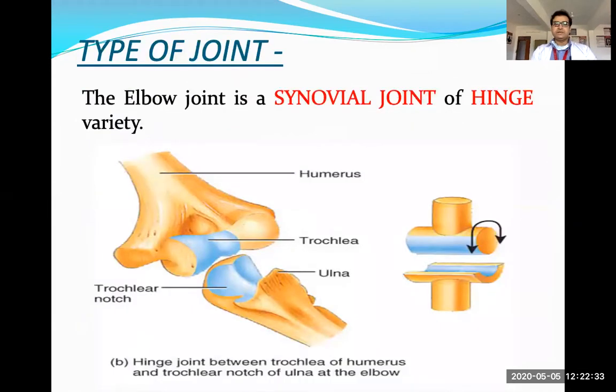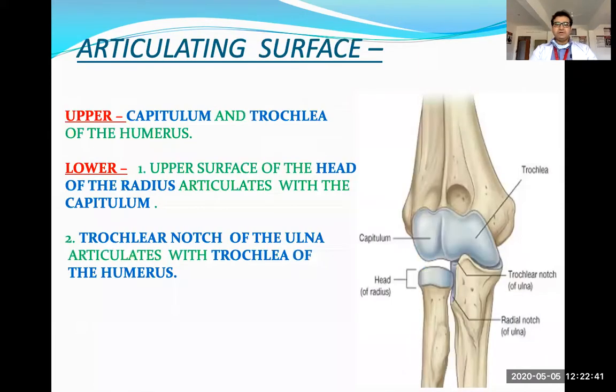So first, type of joint. So elbow joint is a synovial joint of hinge variety. Articulating surfaces, दो articular surface है, एक upper side होगा, एक lower side होगा. Upper में capitulum and trochlea of the humerus. Lower one is upper surface of the head of the radius, articulates with the capitulum. Now second is trochlear notch of ulna, articulate with the trochlea of the humerus.